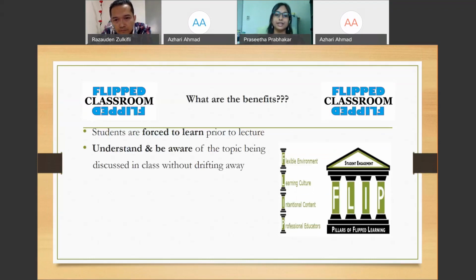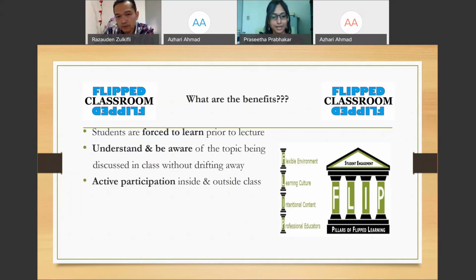And then they are able to understand, they should understand, have to understand and be aware of the topic which will be discussed in class. So there's no chance of drifting away during class. You have to be alert all the time. And obviously there's active participation before, during and after class. So they are always fired up.